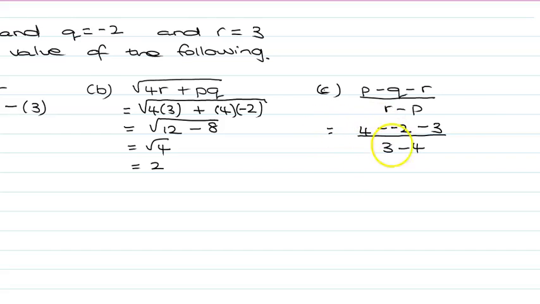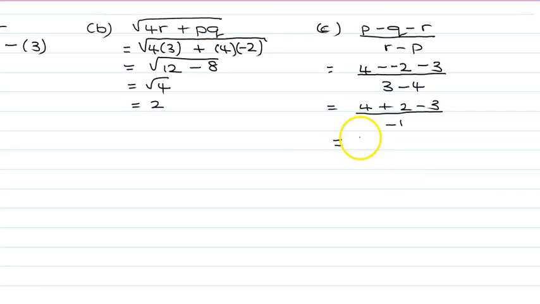Alright, so I'm just going to work out what the numerator is. So this here becomes a plus, so you've got 4 plus 2 and then -3, so I'll write that down. I can work that out in a minute. Divided by 3 minus 4, which is -1. Okay, so let's add the top up. So we've got 4 plus 2 is 6, take away 3 is 3. So we're doing 3 divided by -1, so our answer is -3.